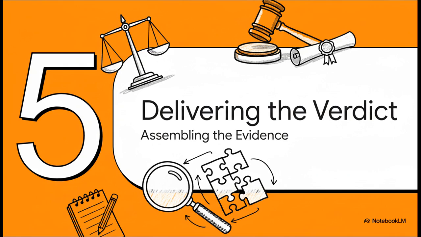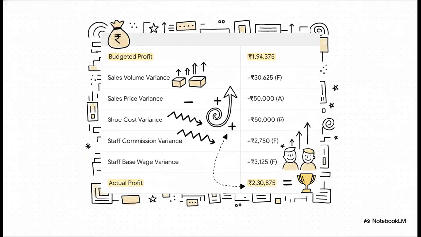The investigation is complete. We've gathered all the evidence, all the clues. Now it is time to put it all together into one clear story and deliver our final verdict on how this supervisor really performed. And this reconciliation statement, this is the final proof. It's where it all lines up. We start with the profit we expected to make, we add the big gain from selling more, we take away the 50 grand from the price cut, then immediately add back the 50 grand they saved on costs. We add in those 2 little staff savings, and where do we land? Bang on. Exactly the actual profit they made. Every single rupee is accounted for.